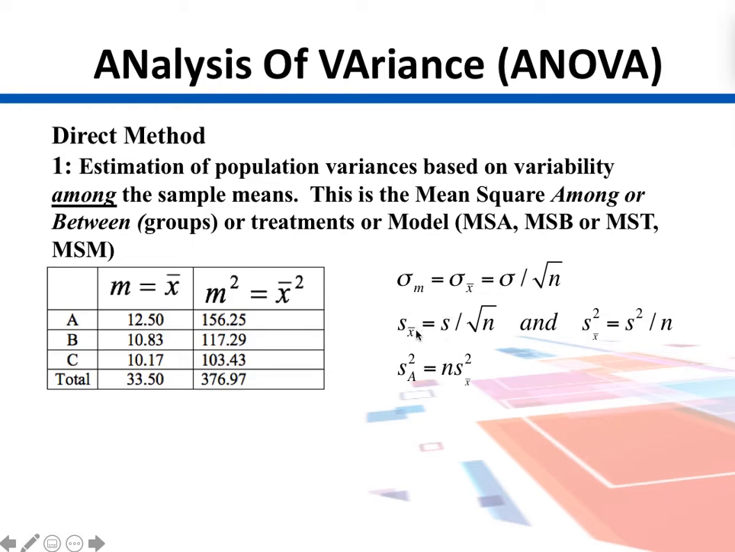Same way, when we do that for samples, we replace sigma with s. So the standard error for the distribution of these sample means is given by the sample standard deviation divided by square root of n. And how can we get variance from this? We simply square this term, so s squared of x bar, the variance of this distribution of means, is given by s squared divided by n. We flip around and we want to get this s squared, which is the s squared among or between these treatments.